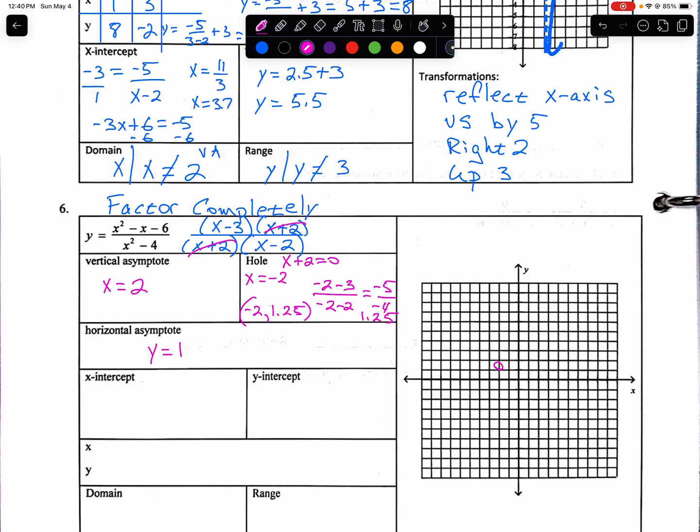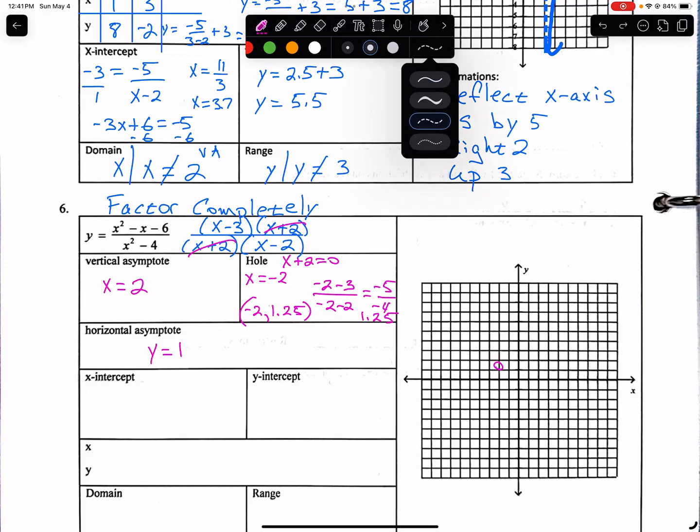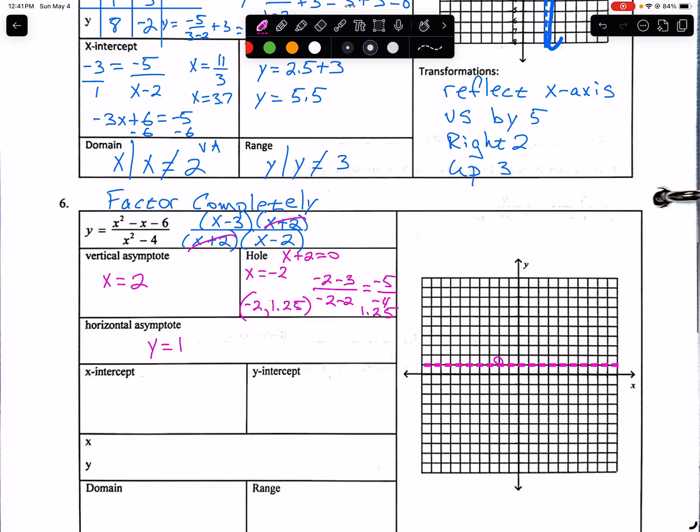And then I would put those in. So y equals 1. So the vertical asymptote is at x equals 2. And then y is 1. There. Okay.